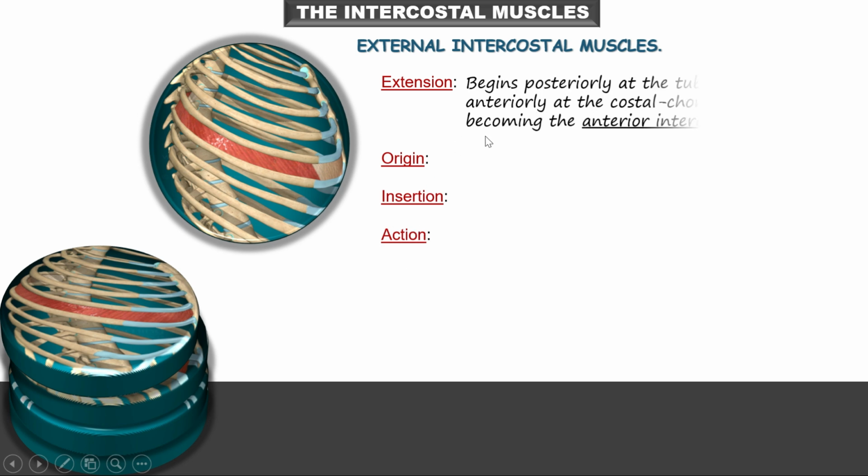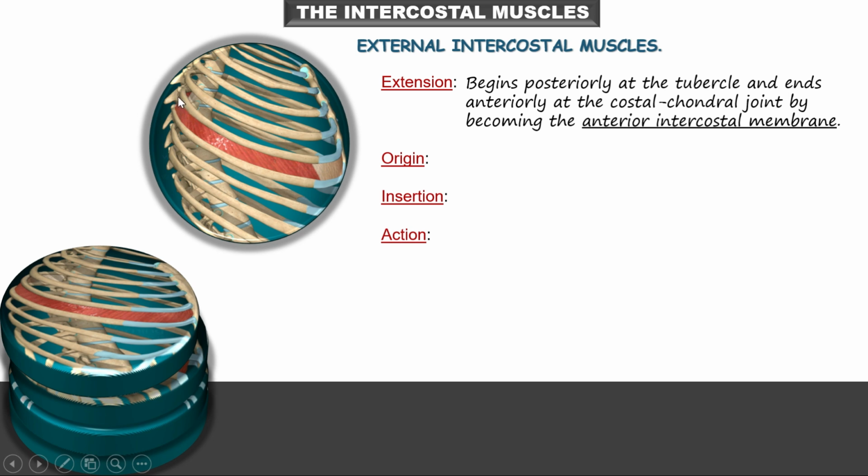To begin with the extension, these begin posteriorly at the tubercle and end anteriorly at the costochondral joint. We can see these muscles we have just identified in this illustration of one of the spaces. So this muscle runs from posteriorly at around the level of the tubercle. The tubercle is part of the rib. If you've not watched the video on the anatomy of the ribs, you can check it in the description below this video and enjoy that video as well.